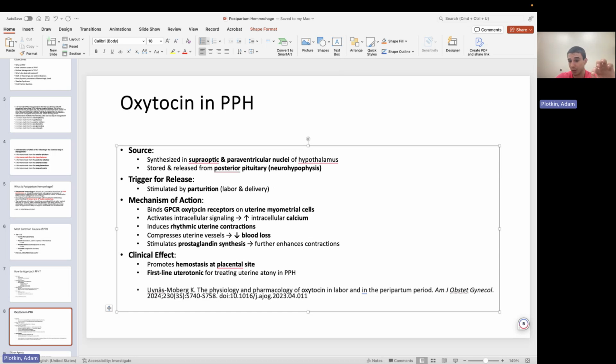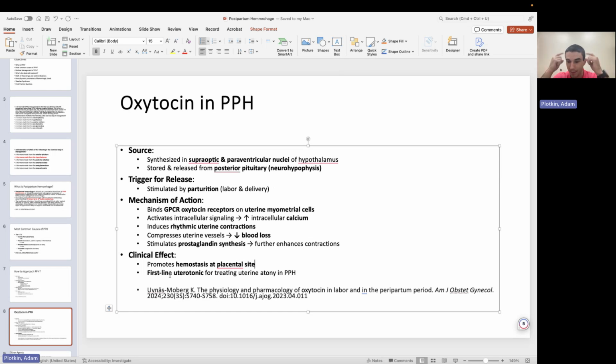This activates intracellular signaling that increases calcium and induces uterine contractions, okay? The contractions compress the uterine blood vessels, and the oxytocin also stimulates prostaglandin synthesis, which causes further contractions, okay? So overall, it promotes hemostasis at the placental site, and it's our first line uterine tonic.